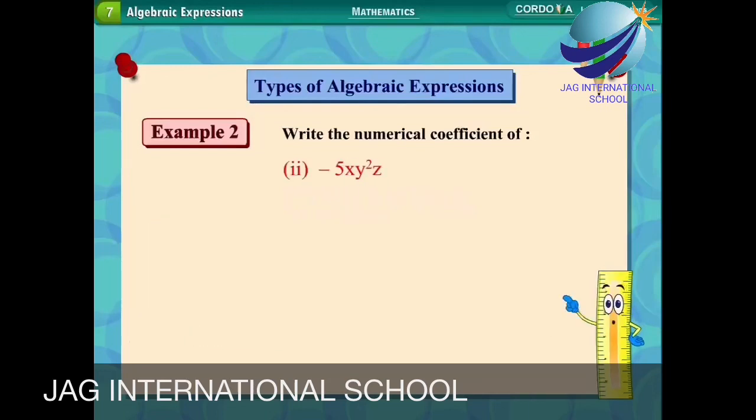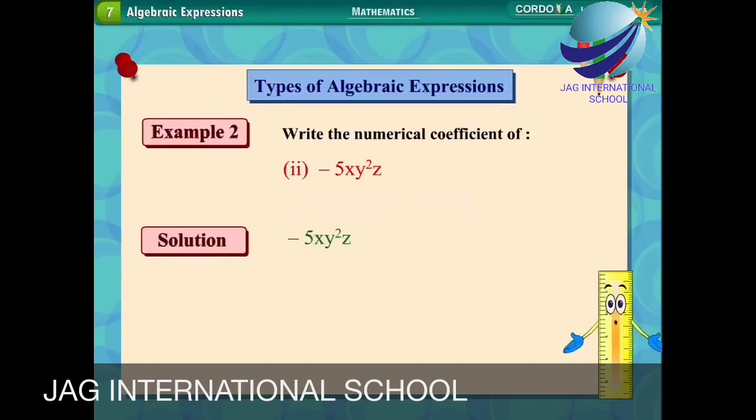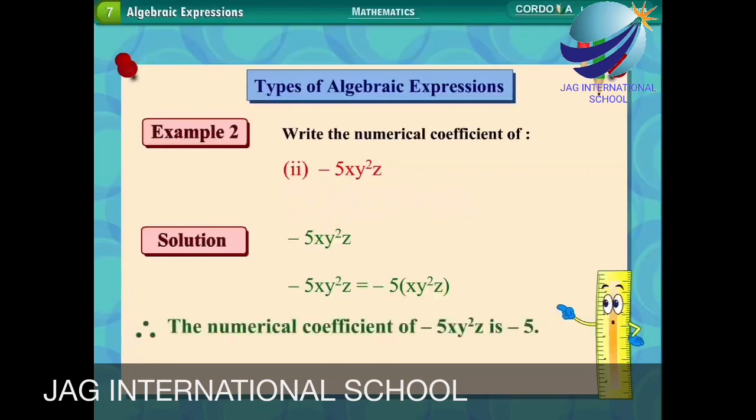Minus 5xy squared z. Solution. Minus 5xy squared z is equal to minus 5 into xy squared z. Therefore, the numerical coefficient of minus 5xy squared z is minus 5.